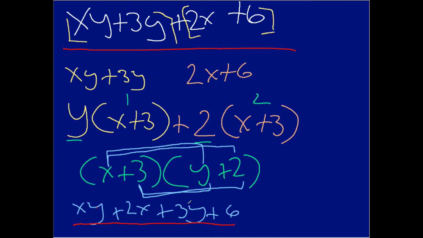We have the 3y, not the same order. We have the 2x and the 2x, and we have the 6 and the 6. So we know that this system of grouping works very well in terms of trying to deal with a polynomial that has no greatest common factor for all the terms. Let's do one more example, and then we'll conclude this video.